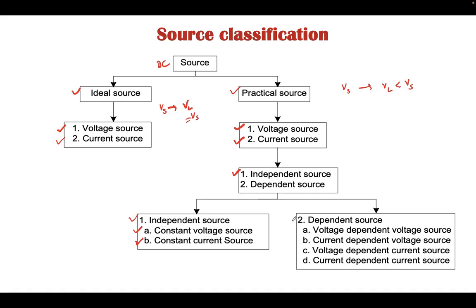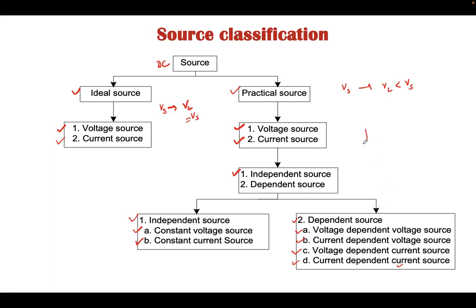However, in the case of dependent sources, there can be four types. A voltage dependent voltage source is a source whose magnitude depends upon the voltage of any other branch of the circuit. A source whose output depends upon the current of any other branch of the circuit is known as a current dependent voltage source. In the case of a current source, if the output depends upon the voltage of any other branch, it is known as a voltage dependent current source. Similarly, a current source whose output depends upon the current of any other branch of the network is known as a current dependent current source.